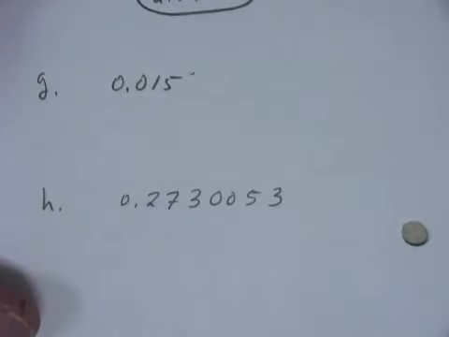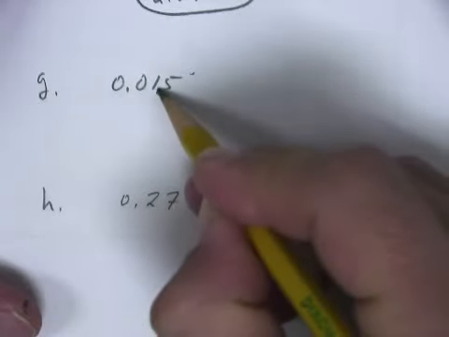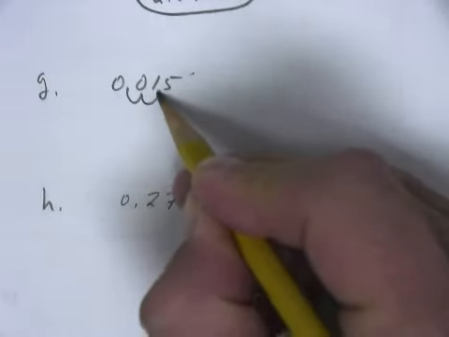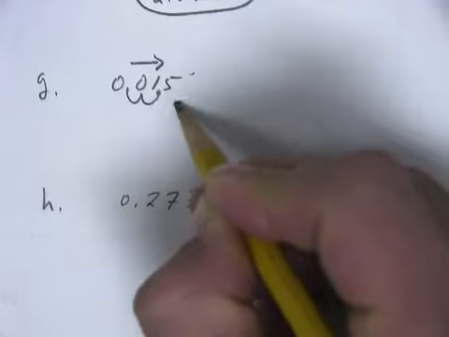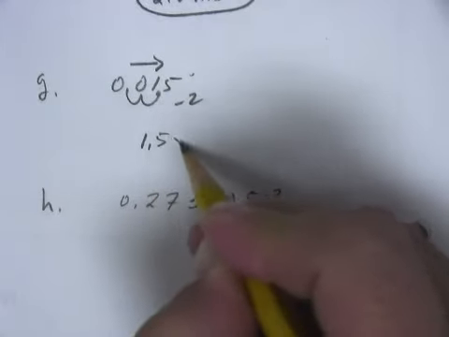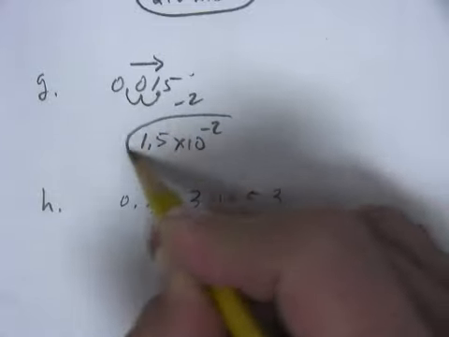I'll have to put the decimal point between the 1 and 5 so that 1.5 is bigger than or equal to 1 and still less than 10. I move it twice, and remember I moved it to the right, so that'll be a negative 2 on my exponent. So 1.5 times 10 to the minus 2.